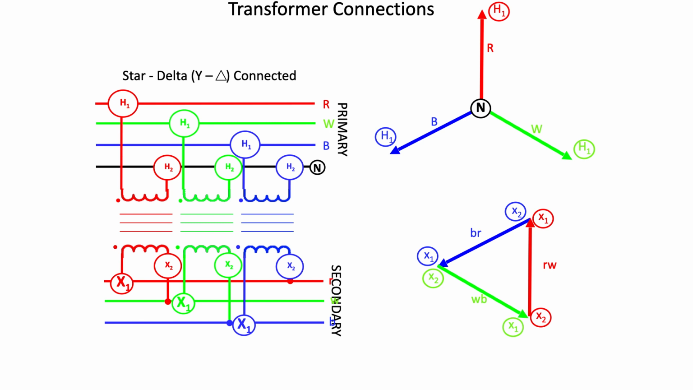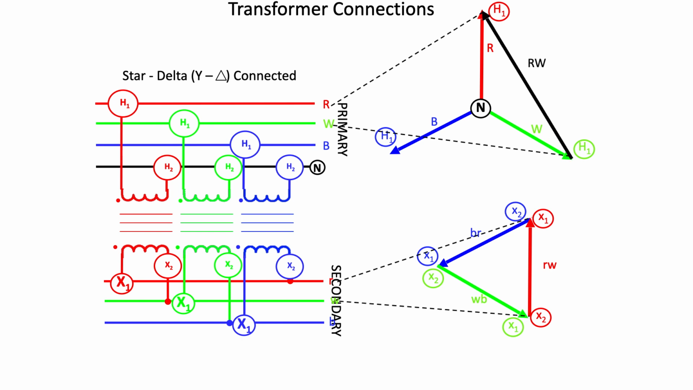So the connections are fairly straightforward because this is the second time we've gone through them. The thing that is different, though, is the phasor relationships between the primary and the secondary. Comparing the phase-to-phase voltages, starting with the red to white phases of both the primary and secondary.